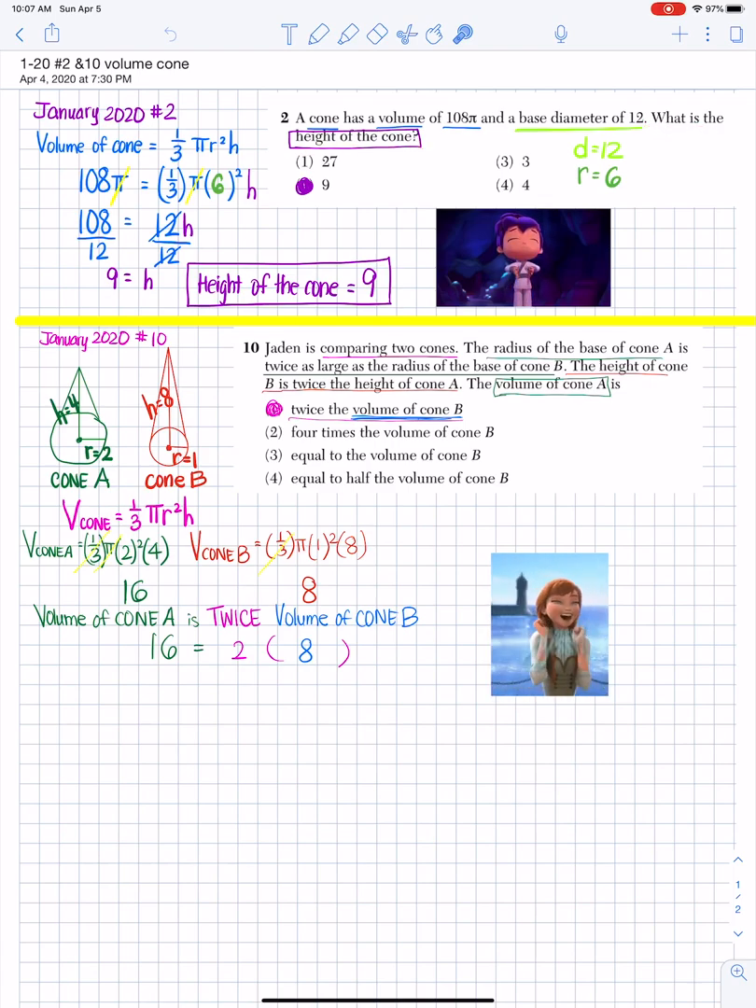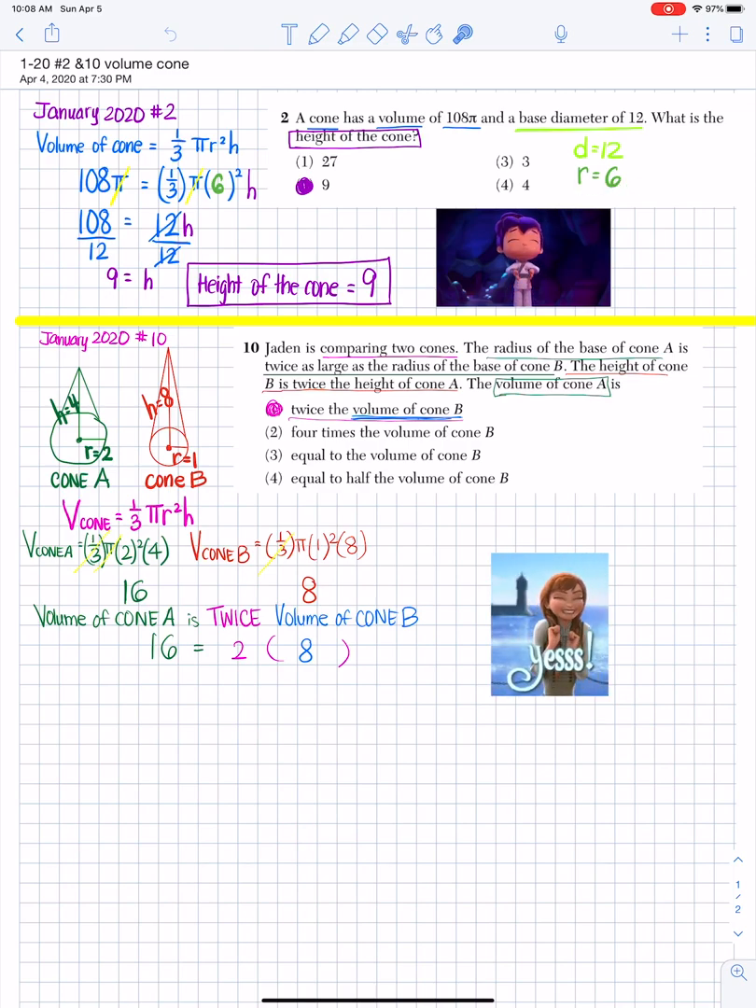First thing, anything in blue, I wrote the volume of the cone and I copied down the formula from the Regents reference sheet. They give it to you. Here they said the volume of the cone is 108 pi, so I plugged it in here. The base diameter is 12, so the radius is half, and so the radius is 6.